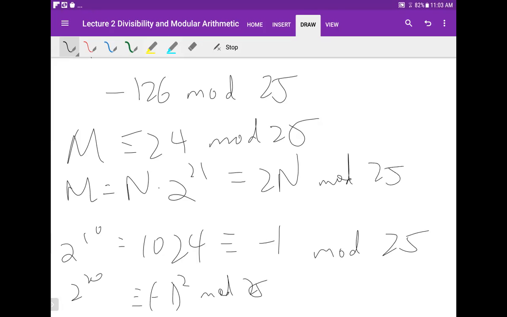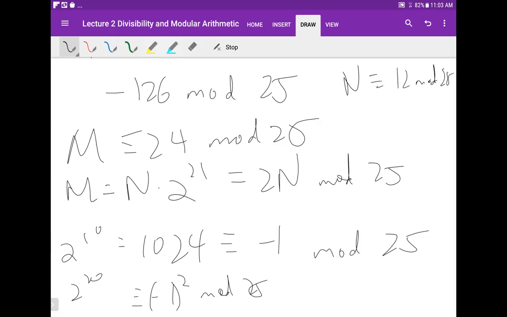Right, and remember that before we said we can't divide, right? But it actually turns out to be okay this time because we know that n is some value from 0 to 24 mod 25. And if we check these values of n repeatedly, we find that n has to be 12 mod 25, right? Because 2 times 12 is 24 mod 25.